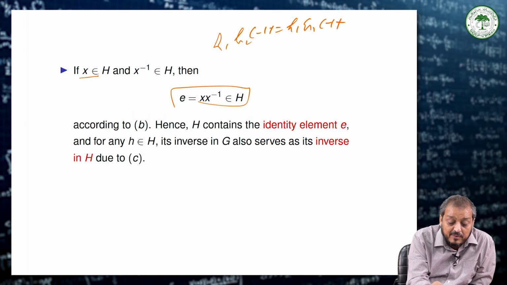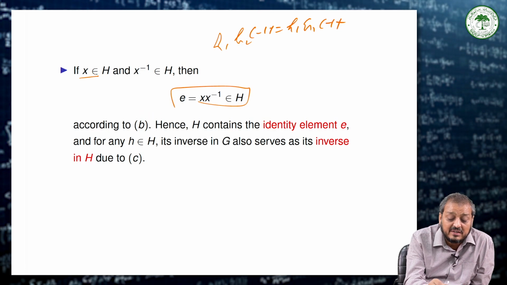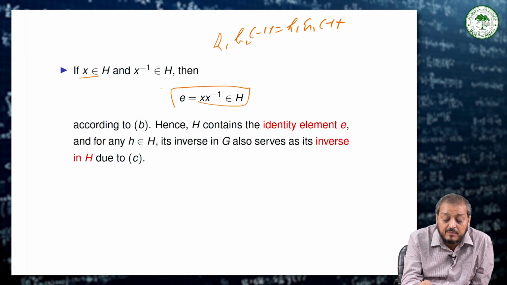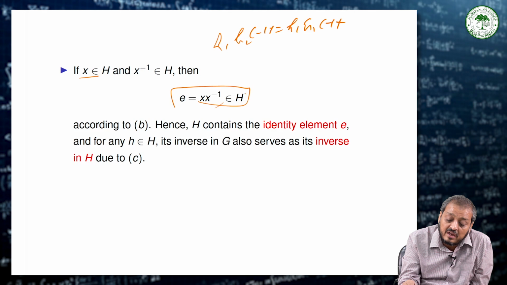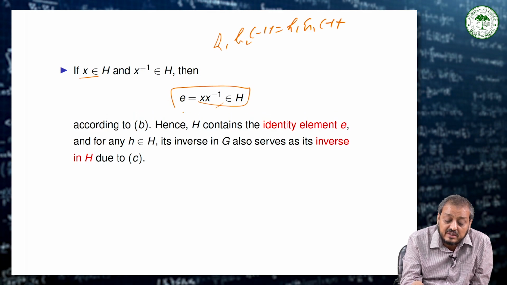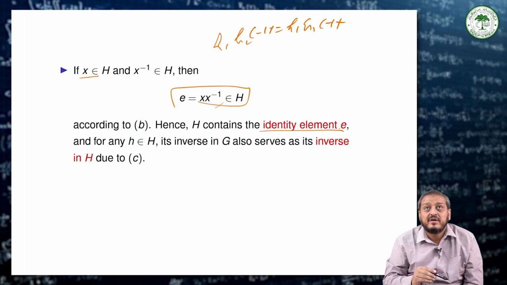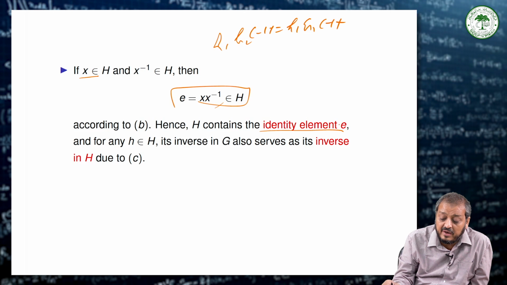So if x is an element of H, then the inverse of this element, by condition C, x inverse, is also an element of H, and this e can be written as x x inverse, which is the identity. So this x inverse is an element of H, and this means we can say that e is an element of H. So clearly H contains the identity element.